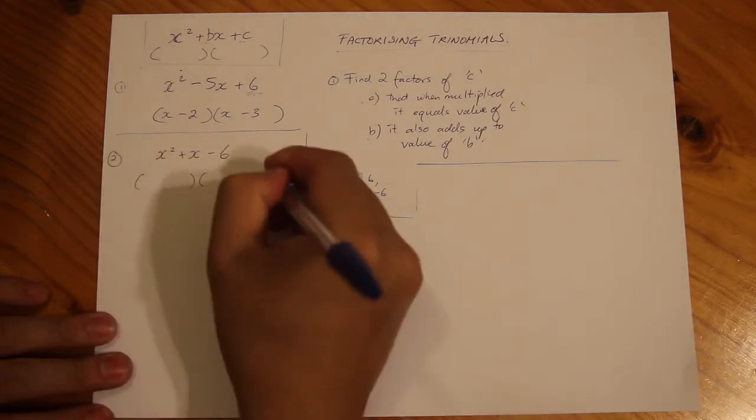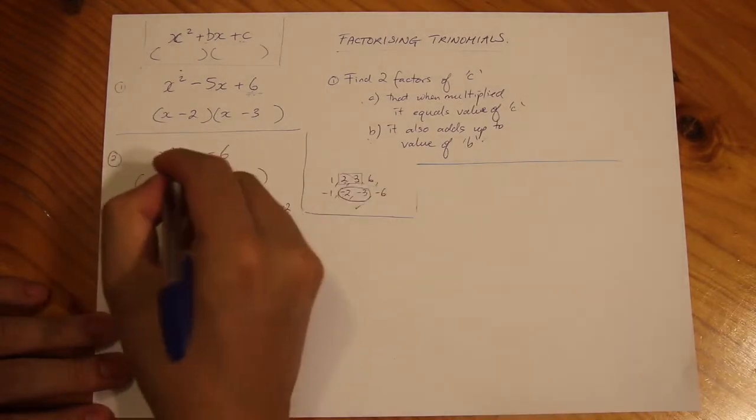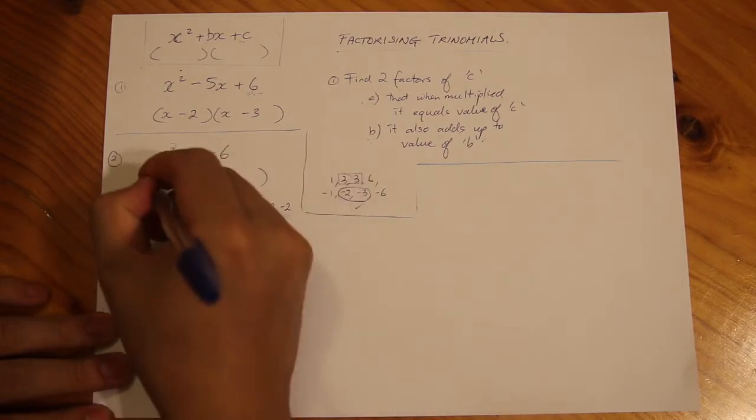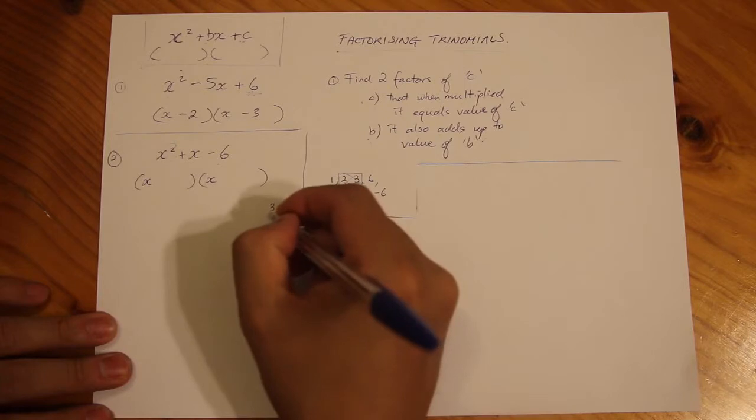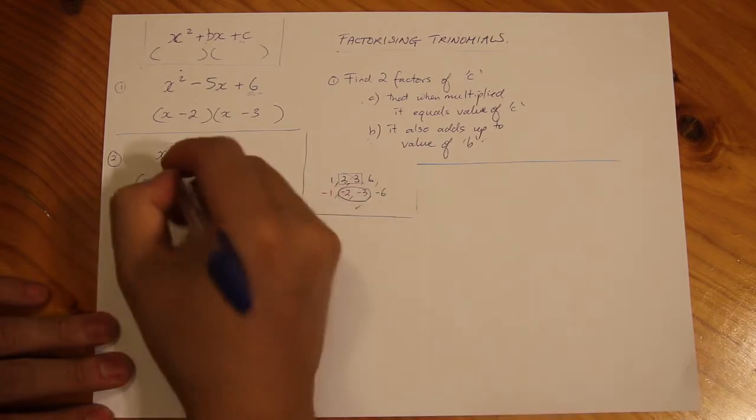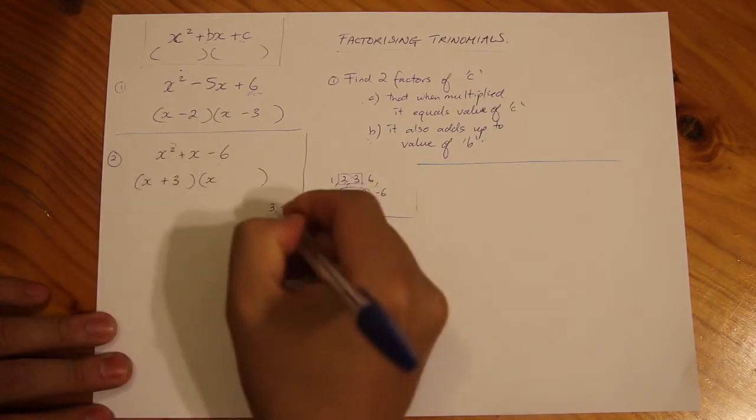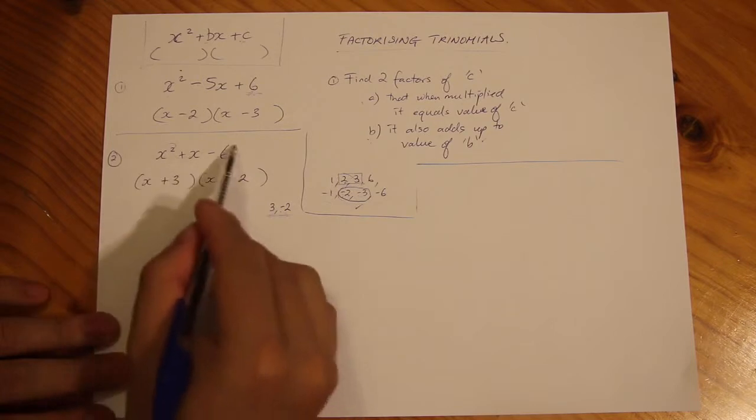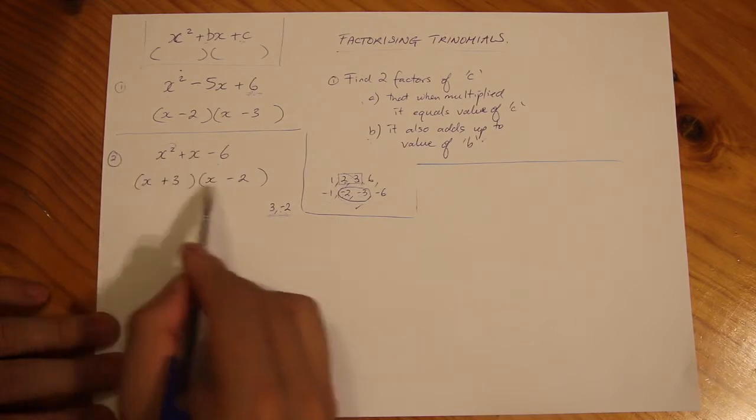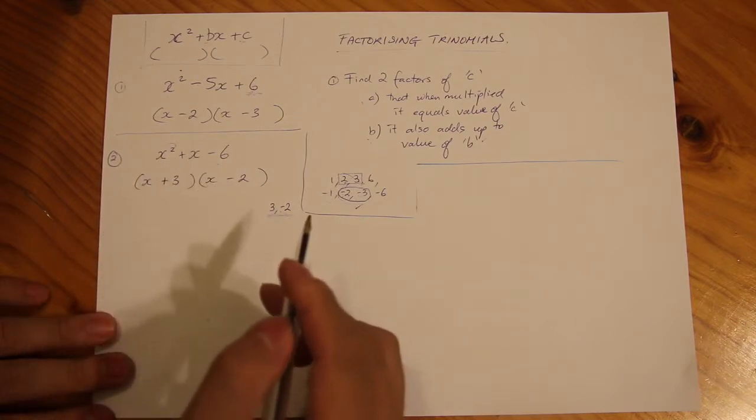Open the brackets. We're going to square root the x squared, put the x's in each of the brackets, and then we're going to finish off our factorization by putting in our factors. So positive 3 and negative 2. So our factorized form of this trinomial is (x + 3)(x - 2).